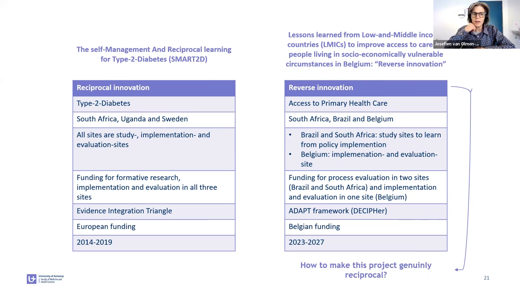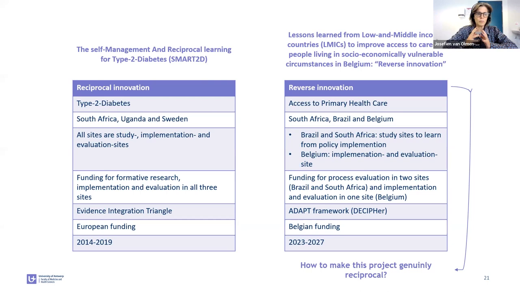The left project, which has the acronym SMART2D, was on reciprocal learning, whereas the one on the right, which is about to start, has more probably the focus on reverse innovation, but there are other differences there as well. The one on the left is disease specific. The one on the right really addresses a very horizontal generic topic of access to primary care, very, very wide.